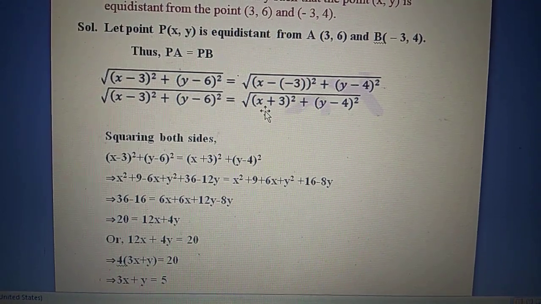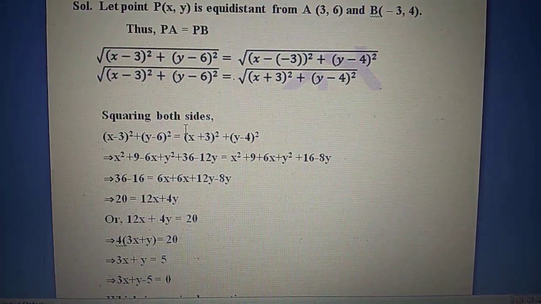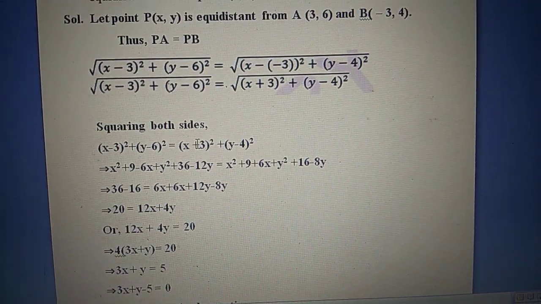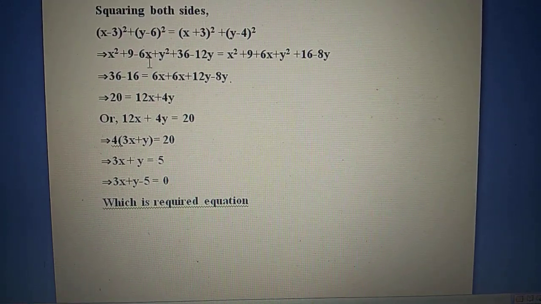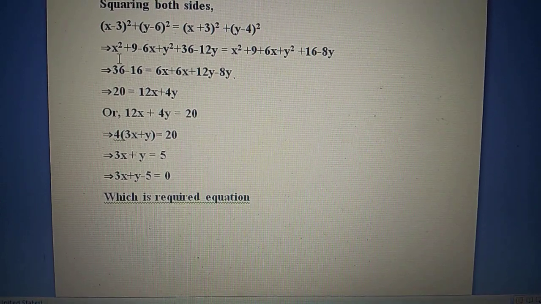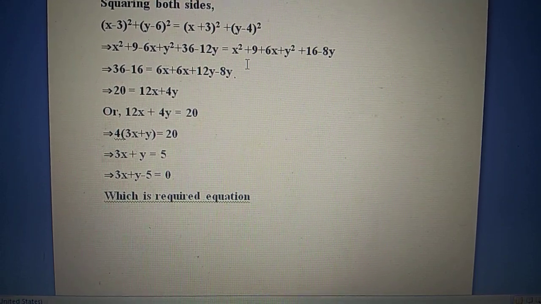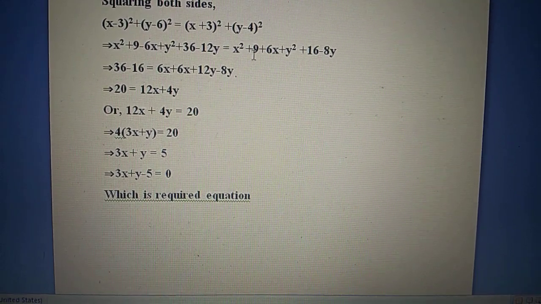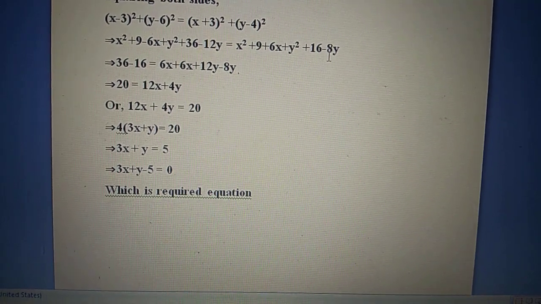To eliminate the square root, we have to square both sides. By squaring both sides, we get (x minus 3) square plus (y minus 6) square is equal to (x plus 3) square plus (y minus 4) square. After opening the squares, we get x square plus 9 minus 6x plus y square plus 36 minus 12y is equal to x square plus 9 plus 6x plus y square plus 16 minus 8y.